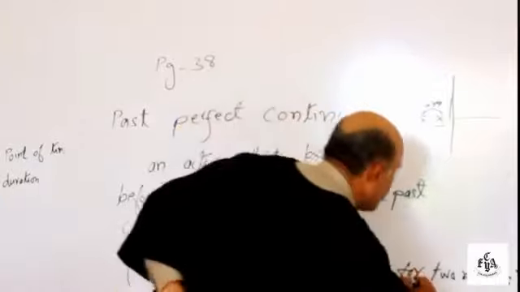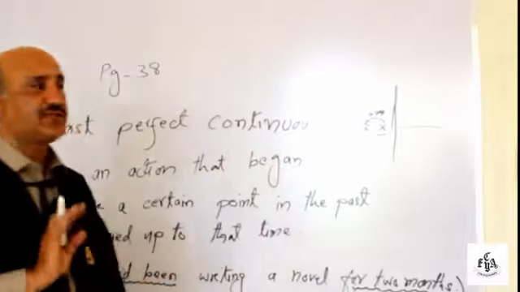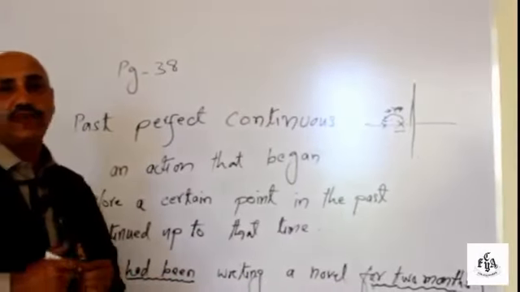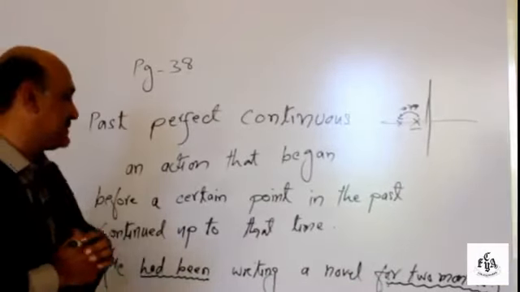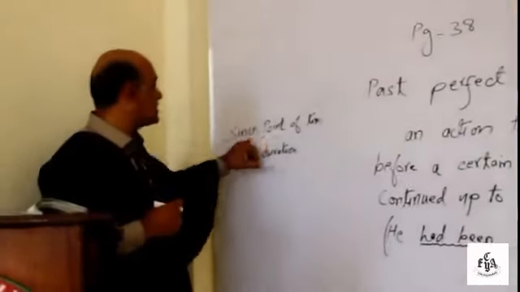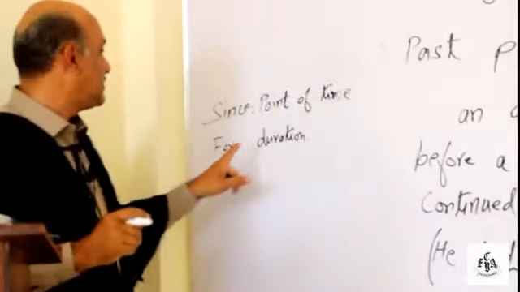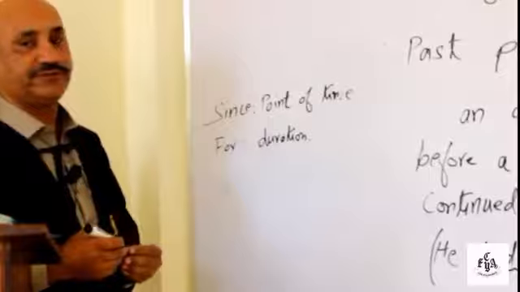Once again, the story of duration is there. Perfect continuous tenses take for and since within themselves. Since and for are used in this tense. Since is used with the point of time where your action started, and for is used for duration.